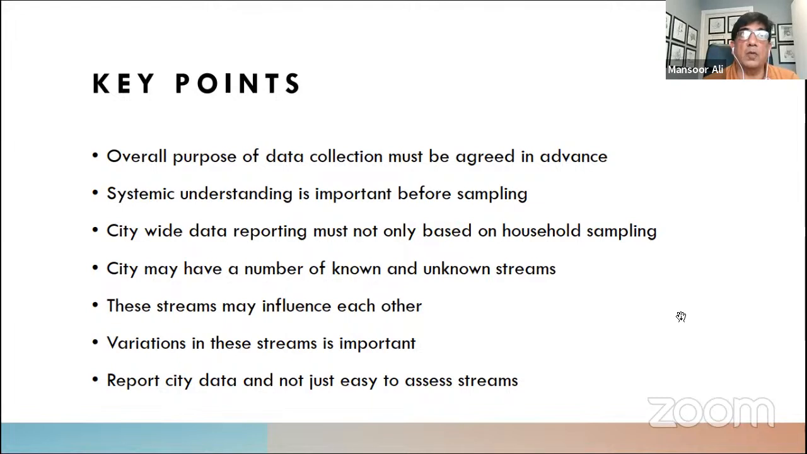A city may have a lot of known and unknown waste streams, so try to capture and map those. These streams may influence each other. So again, one big stream is divided into two streams, and then one of those streams can go to the landfill and another can go to the recycling area. So think not just about the stream, but how the streams move in your system, flow in your value chain. And how those streams vary is very important, because seasonal variation, especially in industrial, agricultural and peri-urban areas, is very important. So capture those. And report city data, I'm repeating this, report city data, but not just easy-to-access streams.